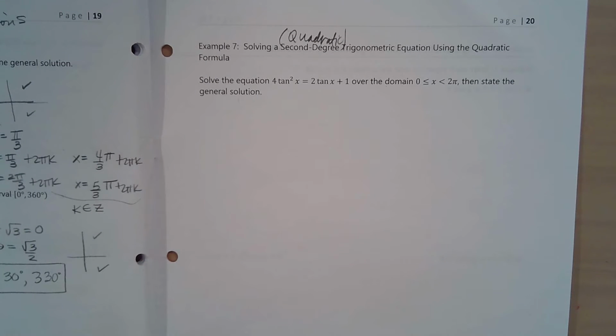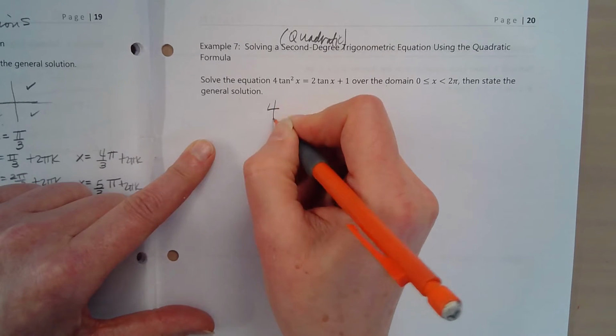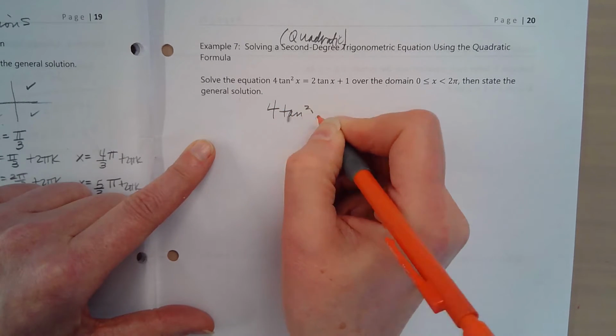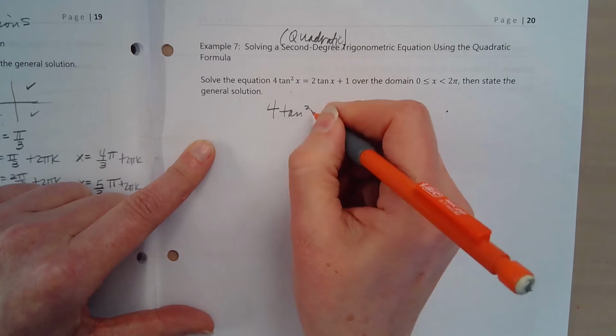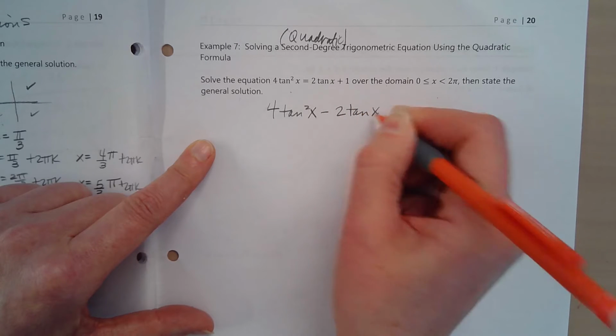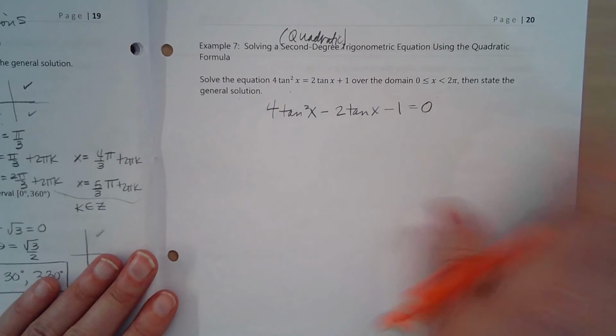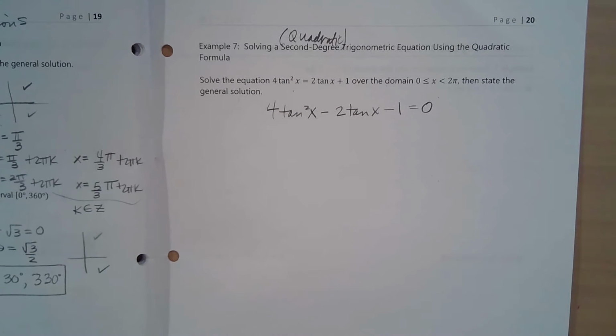Sometimes you get a quadratic trig equation where it's not going to factor. Most of them factor, to be honest, but every once in a while you might get one. So let's see what happens here. 4 tan squared x minus 2 tan x minus 1 equals 0. I'm just bringing everything over because I recognize this is your typical quadratic: x squared, x, constant. Okay, we're back to radians.